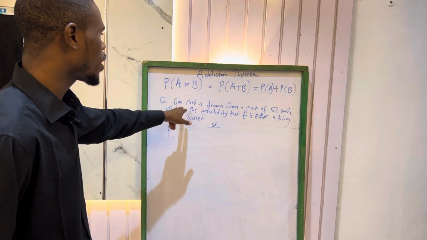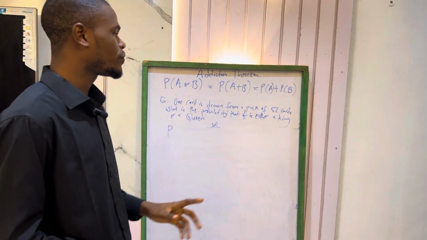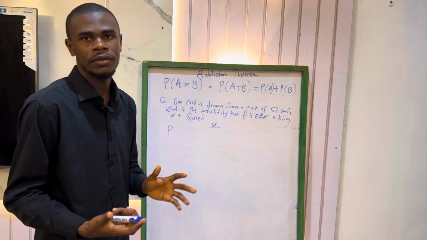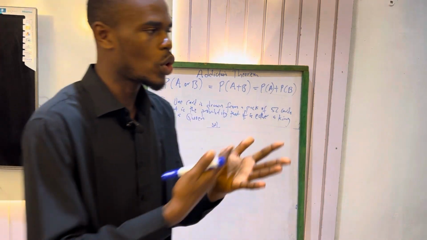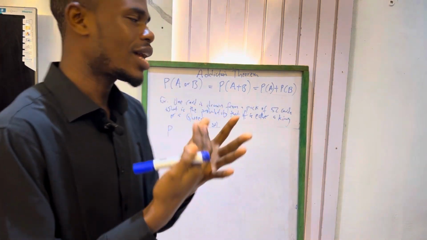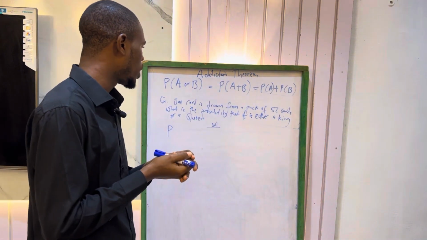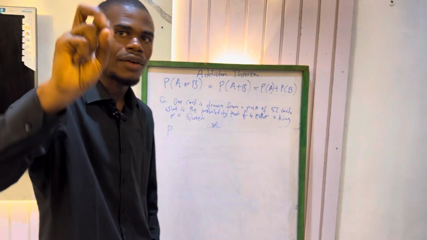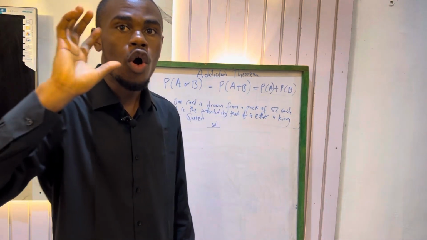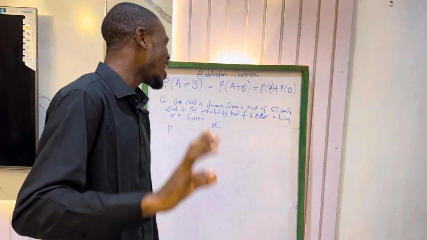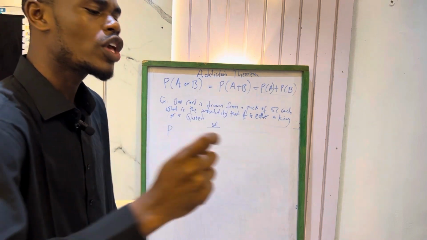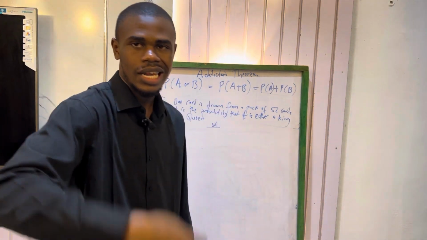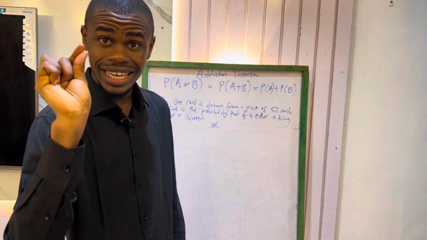So the example we have here is: one card is drawn from a pack of 52 cards. What's the probability that it is either a king or a queen? Many of us know how to use cards, those cards that they do play. So we have that pack of 52 cards. There are 4 kings and there are 4 queens inside. So now if you select any card at random, what's the probability of it being a king?